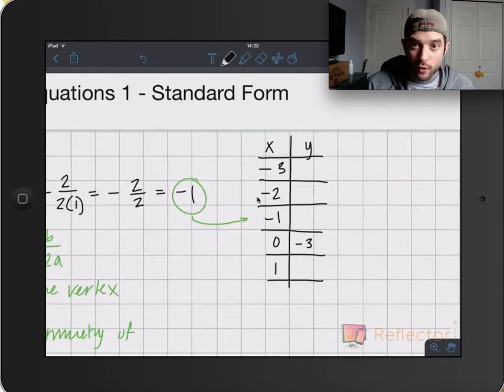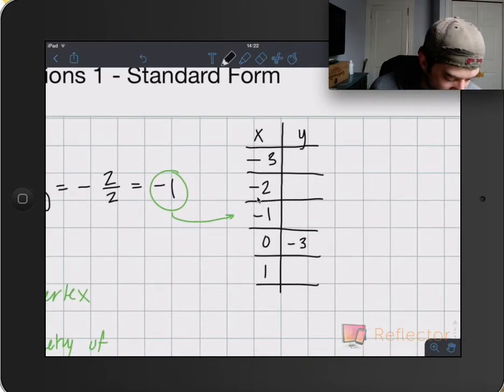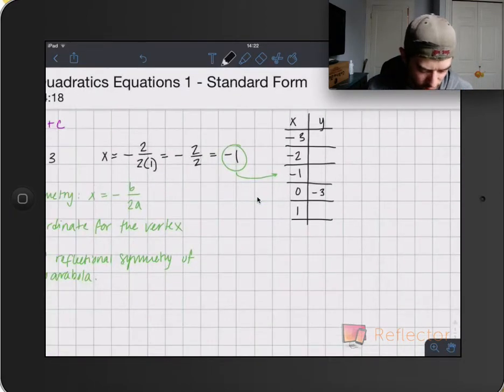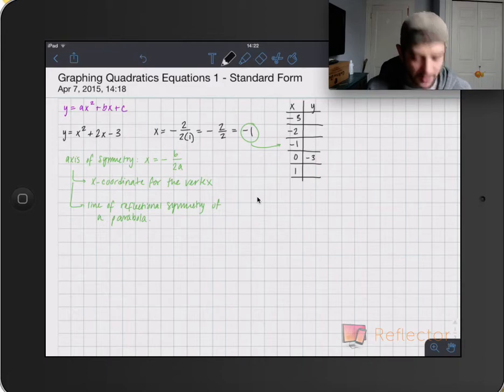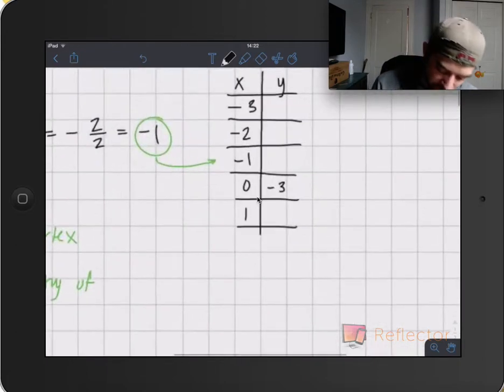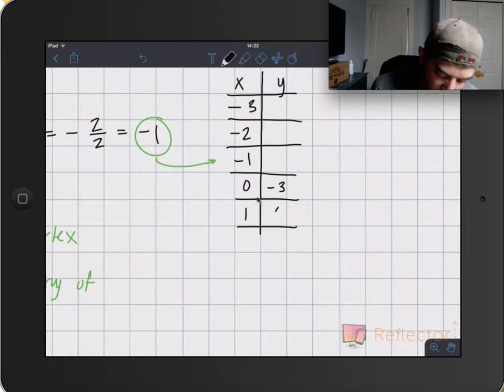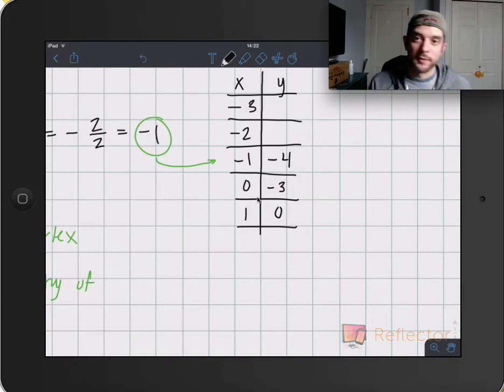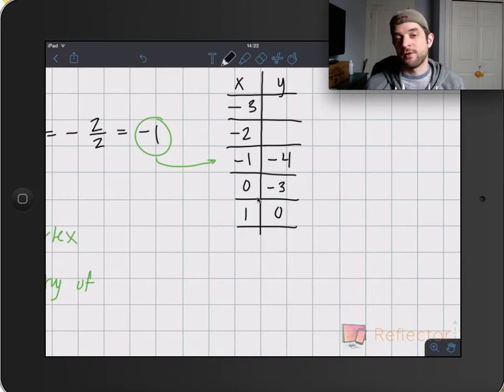And then we're going to plug in 1 into our equation, and we're going to get 1 plus 1 minus 3, or 0. And then we're going to plug in negative 1 to get the vertex, and we get negative 4. Now the reason I like to pick the vertex as the middle, and we're going to take advantage of the fact that a parabola is symmetrical, is because all the y values to the immediate left are going to be the same as all the y values to the immediate right.